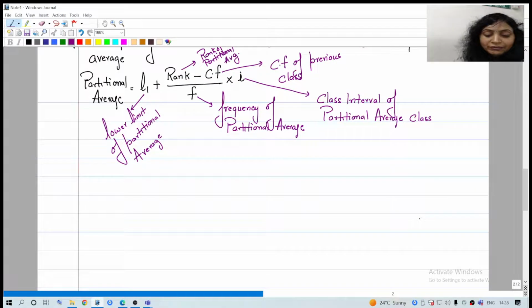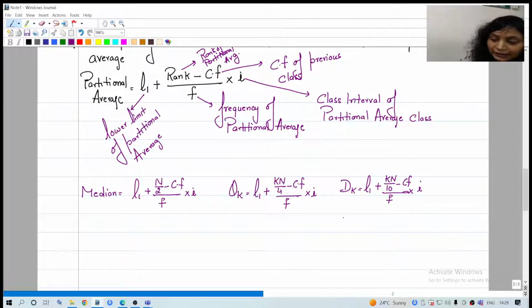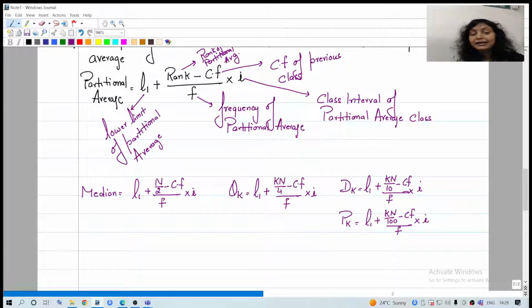So this is the formula. If I want to find the median, my formula becomes L1 plus (n/2 minus CF) upon F into I. If I want to find a quartile, my formula is L1 plus (Kn/4 minus CF) upon F into I. For a decile, the formula is L1 plus (Kn/10 minus CF) upon F into I. And if we are finding a percentile, the formula is L1 plus (Kn/100 minus CF) upon F into I. So this is the formula for finding partitional averages in case of a continuous series.